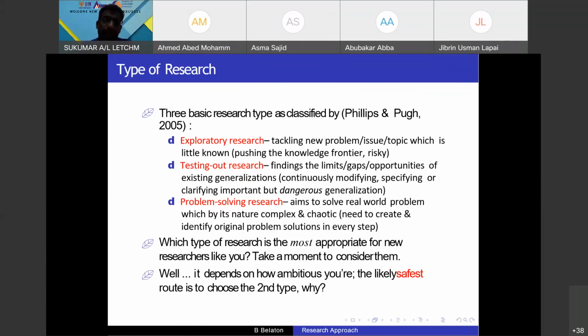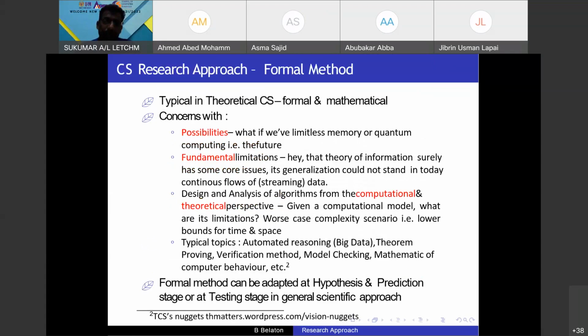Safest route to the second type. So there's one question, if you allow me to. Yes, please. Thank you. Yes, in exploratory research, as you told us, there is very little data. So how are we going to test our hypothesis or model? Is this the risk that you're talking about? Yes, true. If you have very little data, you do go to that research. I already mentioned it is very dangerous.